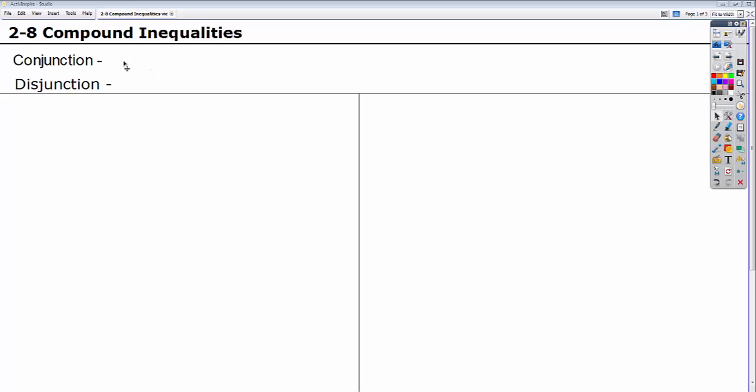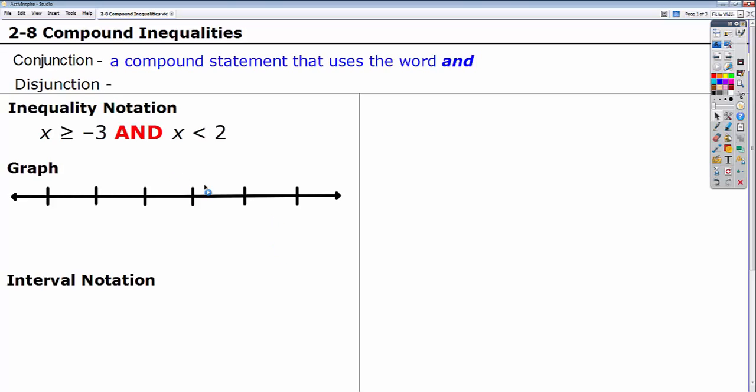Alright, this lesson's over compound inequalities. There are two different types. You've got your conjunction and your disjunction. So a conjunction is a compound statement that uses the word and. Okay, so let's take a look at that.